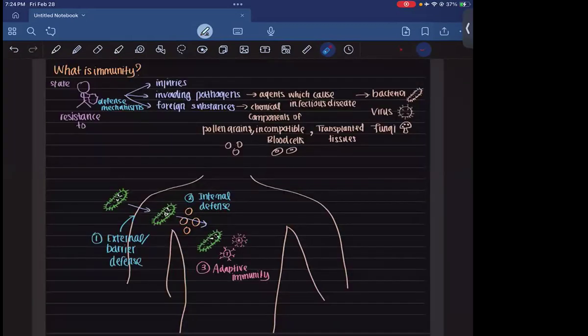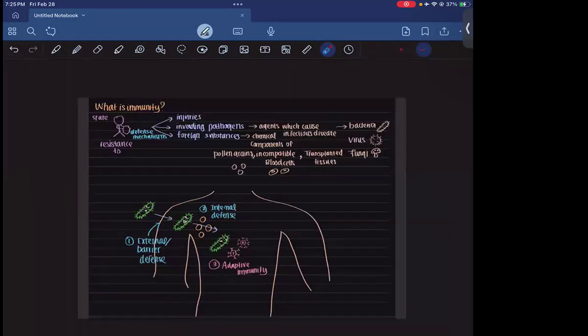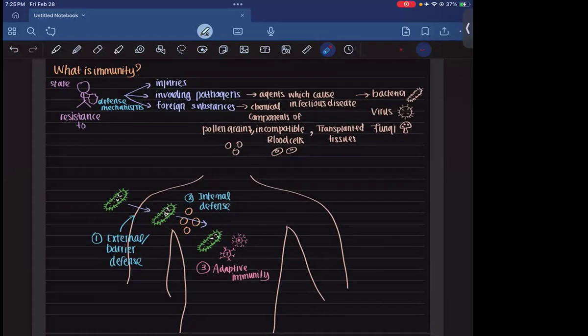First of all, it is going to encounter the external or barrier defense. Then it will encounter the internal defense if it surpasses the external or barrier defense, and if it surpasses the internal defense, it will encounter the adaptive immunity. These first two come under innate immunity. Okay, so now let's move on to what is innate immunity.